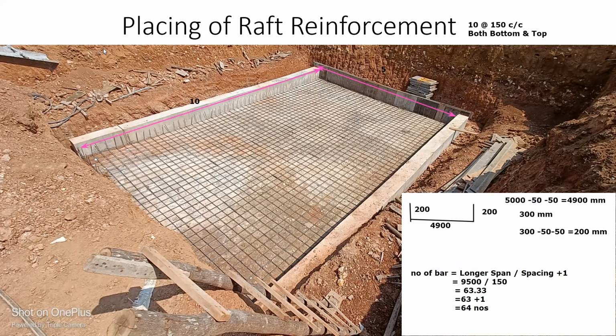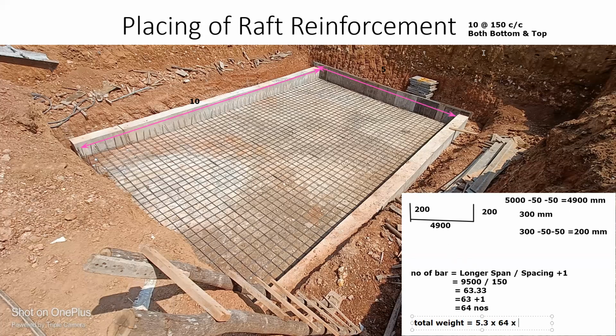Now can you find me the total weight of all these bars? Very simple. Total weight will be: what is the total cutting length? 4900 plus 200 on the left side plus 200 on the right side, 5300. So I can write it as 5.3 meter. Multiply this by the number of bars, I got 64, and then I need to multiply by the unit weight of the 10 diameter bar.